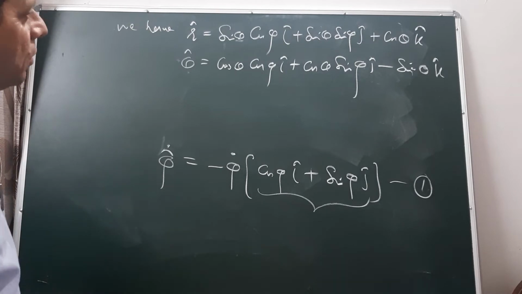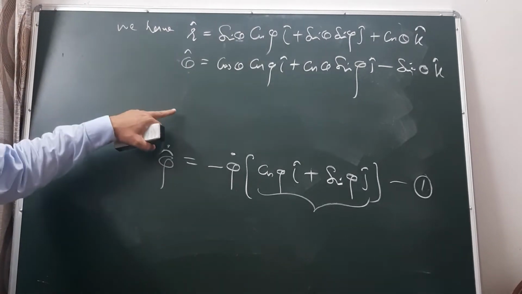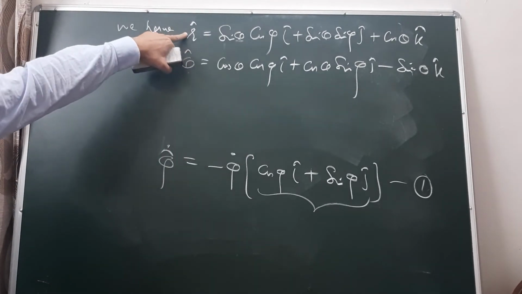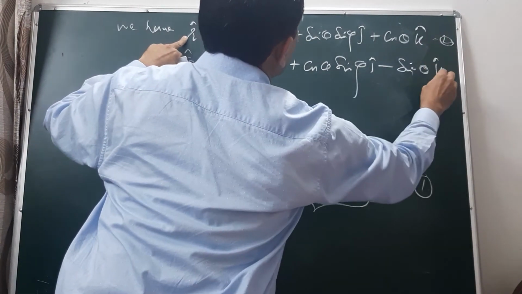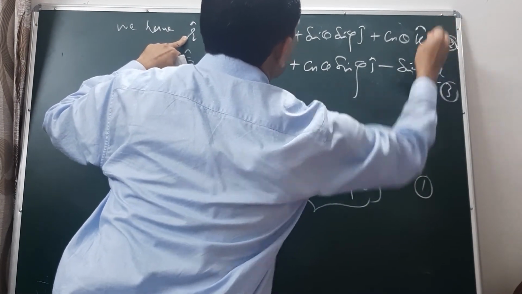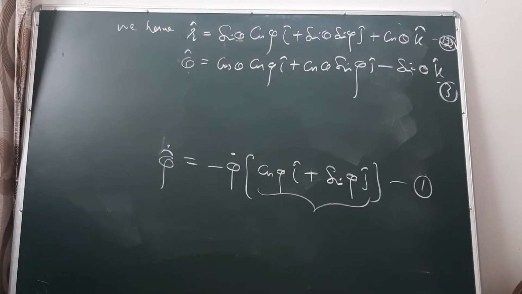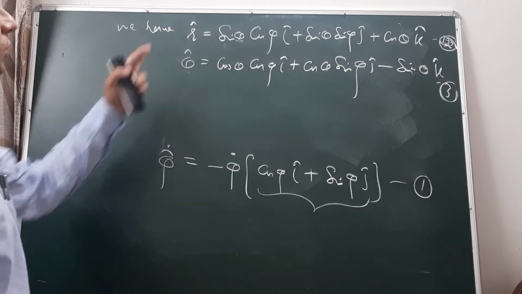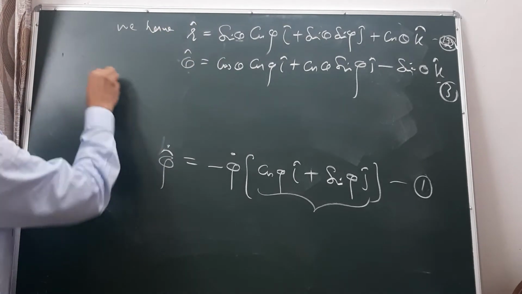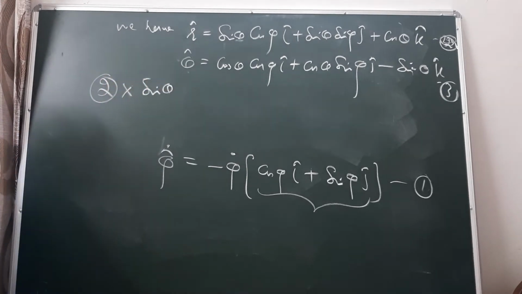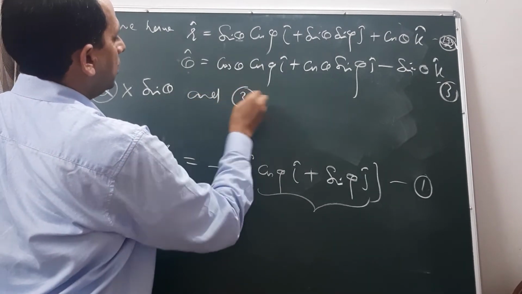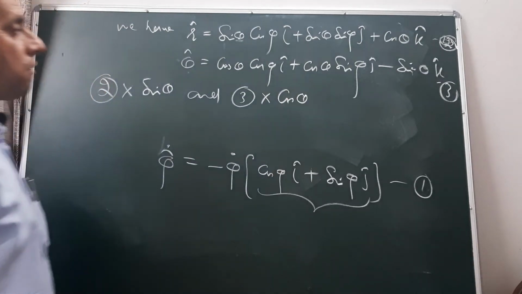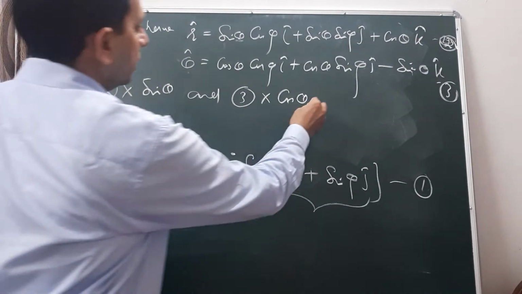Now I will multiply these equations, the equation of r cap, say equation number 2, and equation number 3, the second and third. I am multiplying equation number 2 with sin theta on both sides, and equation number 3 with cos theta, and then adding.